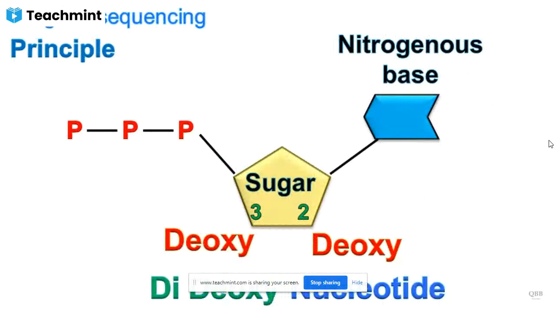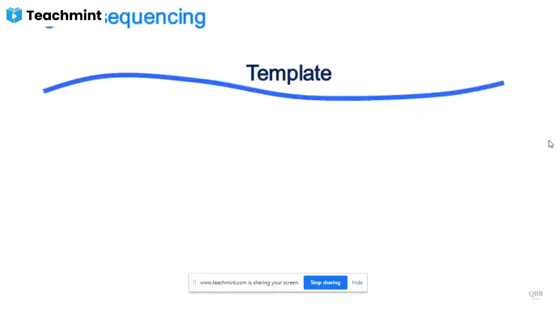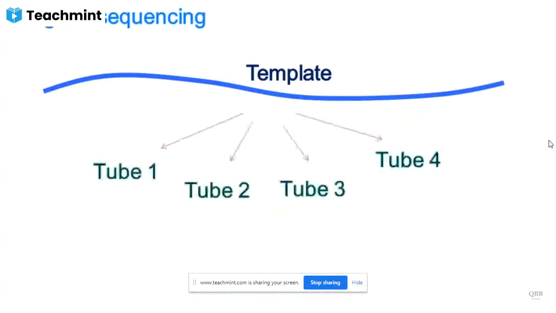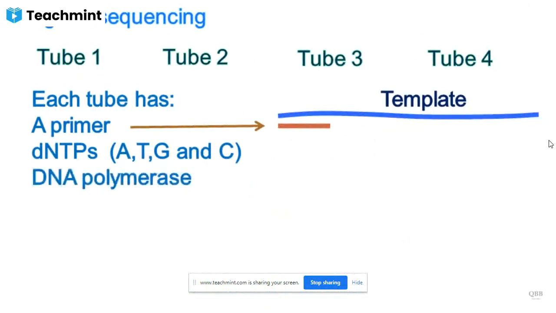The template DNA to be sequenced is divided into 4 tubes. Each tube has a primer that will bind to the template DNA. All the 4 dNTPs, that is the dATP, the dTTP, the dGTP, and the dCTP are present. Along with these, the DNA polymerase enzyme is present that will add dNTPs on the template DNA.